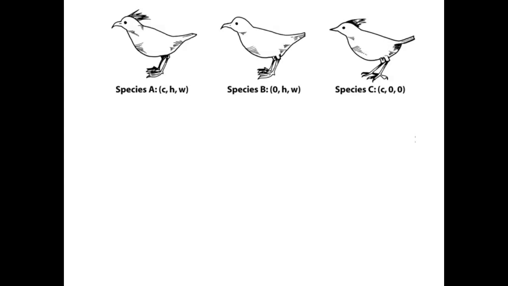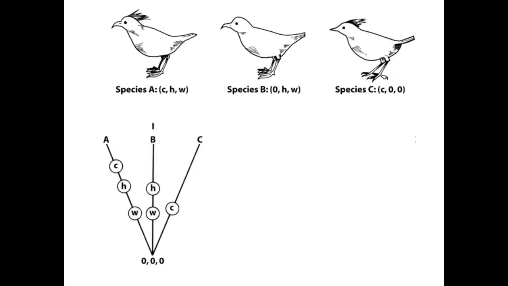So let's imagine for our purposes that these three species came from an ancestor that had none of those three characteristics. No crest, no hooked bill, no webbed feet. One possibility, right? We might recognize this as being a polytomy. We have all three lineages splitting off from the same common ancestor. And so that means in order for species A to have those three characteristics, they all have to evolve on species A's lineage. Species B has to have the hooked bill and the webbed feet evolve, and species C has to have the crest evolved.